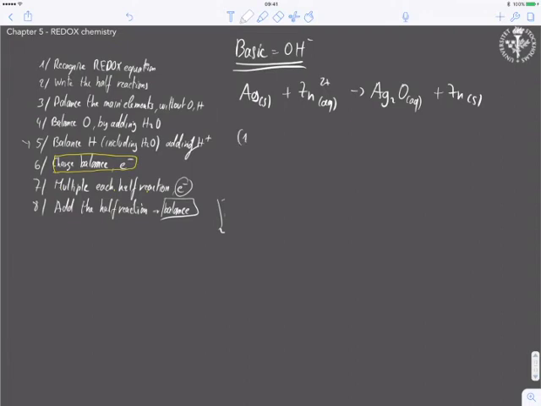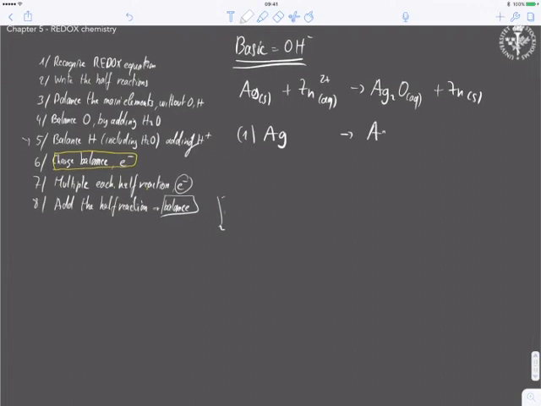So we can actually write the first: silver will give you silver oxide, and the second half reaction will be, of course, zinc 2+ aqueous, giving you zinc solid, oxidation state 0 from +2. It's a reduction. So this is an oxidation and this is a reduction. Now we recognize those, we wrote those two half reactions, and balance the main elements without oxygen and hydrogen. We need 2 silver because you have Ag2 here, and the zinc is perfectly balanced.